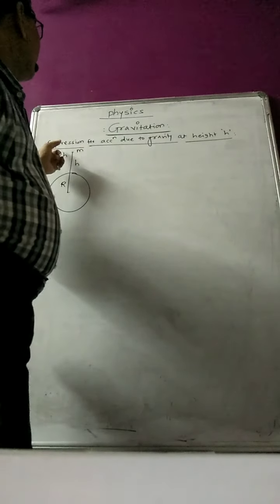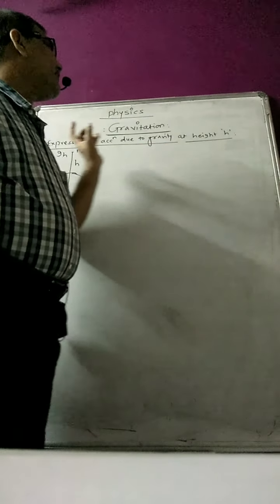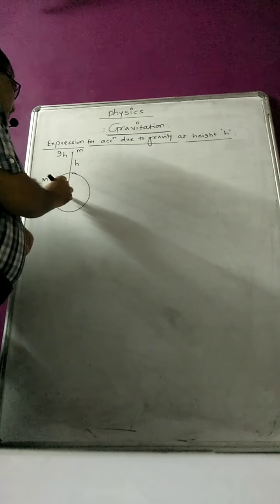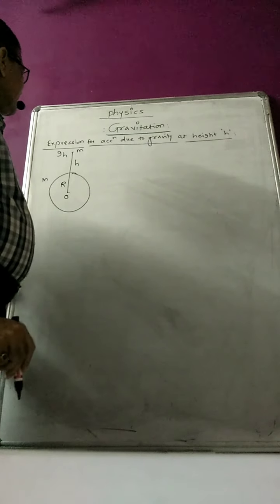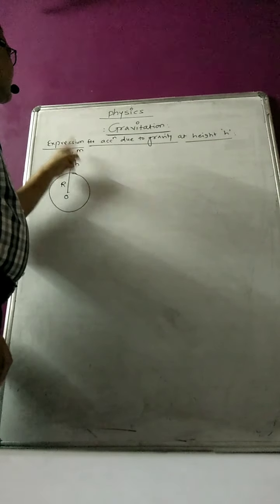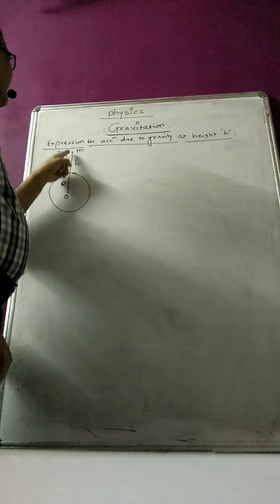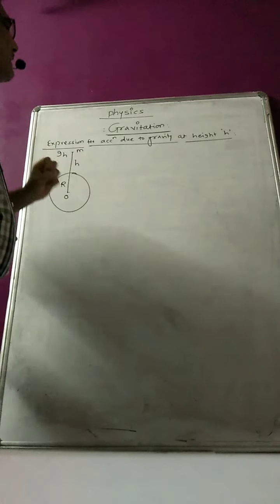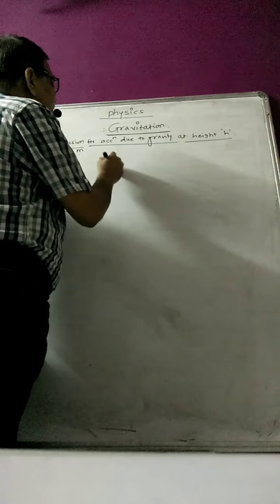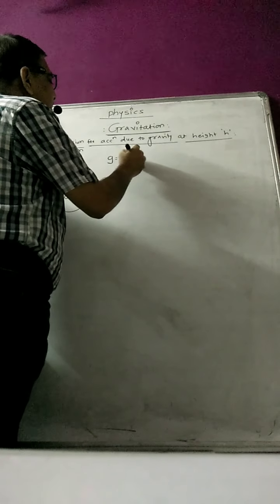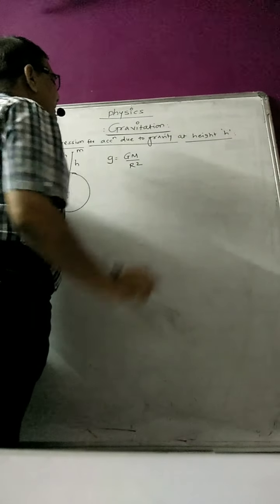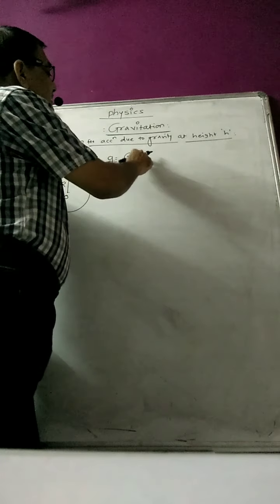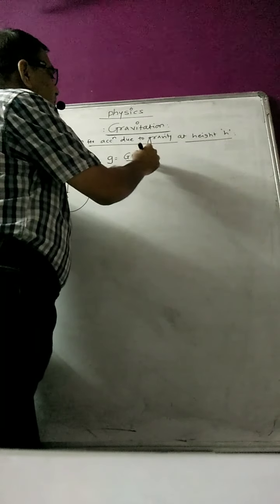Now today we continue with the expression for the acceleration due to gravity at a particular height h. Suppose this is the earth surface and this is the center of the earth, and r is the radius of the earth. This is a body of mass m kept at a particular height h above the earth's surface. Acceleration due to gravity at this point is gh. The relation we calculated yesterday, acceleration due to gravity on the surface of earth, g is equal to GM by r square, where capital G is the gravitational constant, capital M is the mass of the earth, and r is the radius of the earth. That is equation number 1.